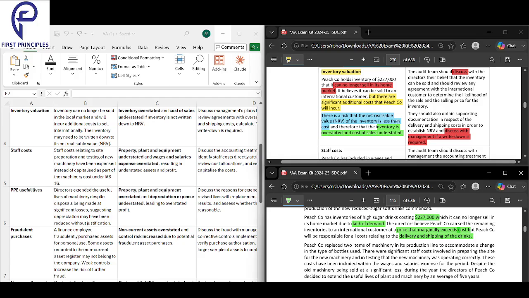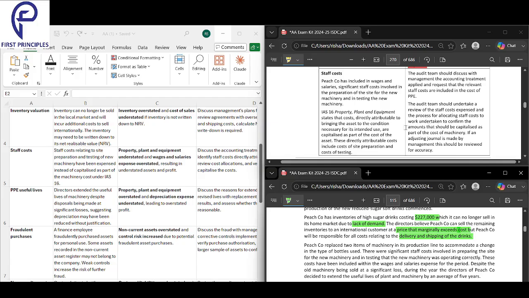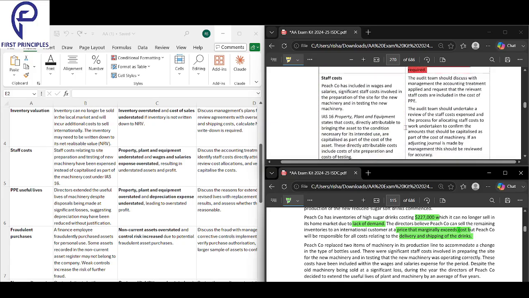So first you discuss with them what was the rationale why they feel that the inventory cannot be sold in the local market. Second, you ask them for the documentation about international and what the costs of shipping and transport and everything are. After looking at everything, if you feel that the NRV would be even less than the cost of the asset, then you have to consider talking to them about whether they will have to write down the inventory or not. That is about this inventory valuation.